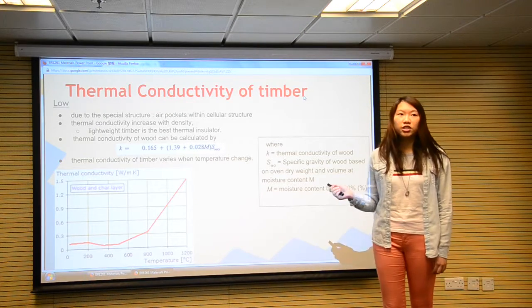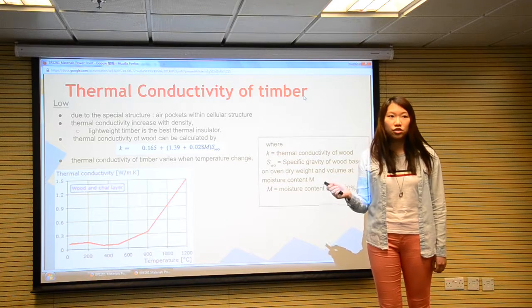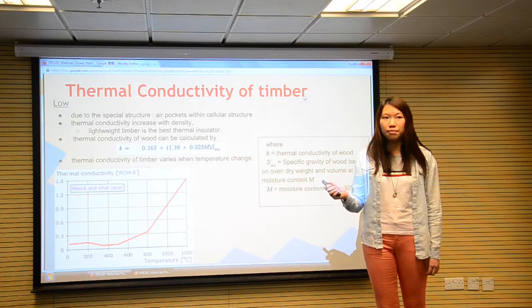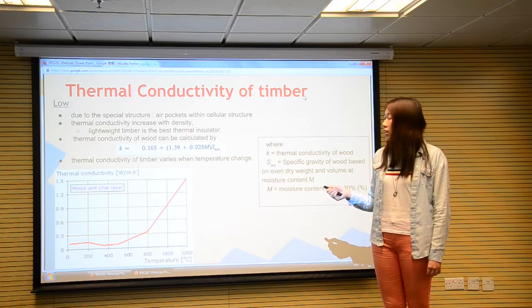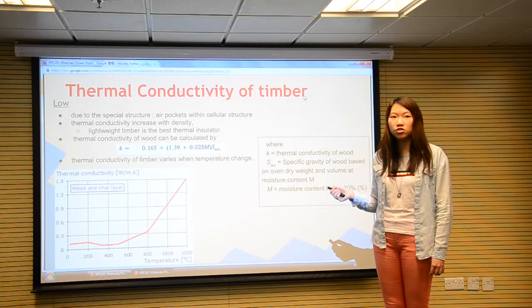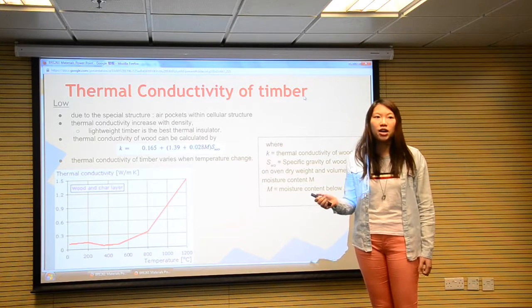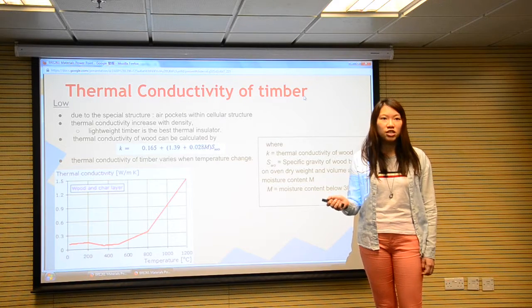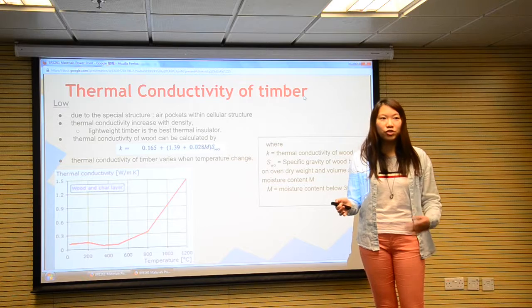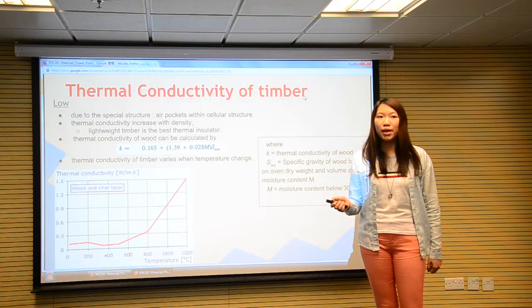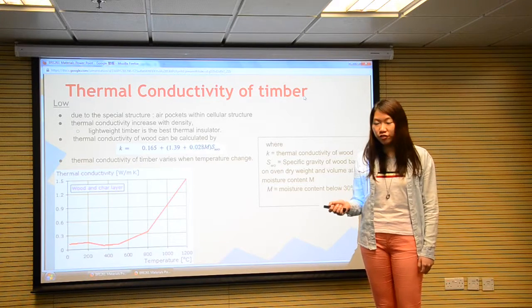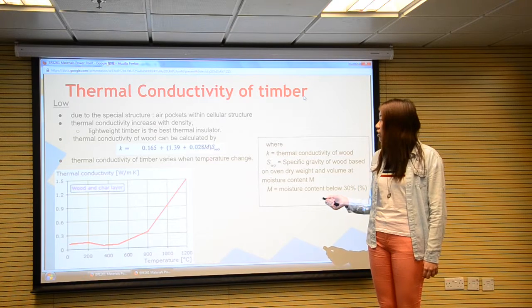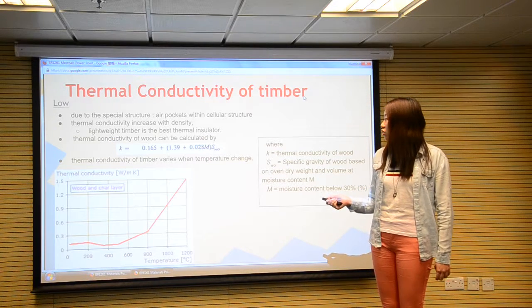And the thermal conductivity of timber is quite low. This is due to the special structure of the timber, because there are air pockets within the cellular structure in timber, and its thermal conductivity increases with density, which means that lightweight timber is the best thermal insulator. The thermal conductivity of wood can be calculated using this equation, as shown here.